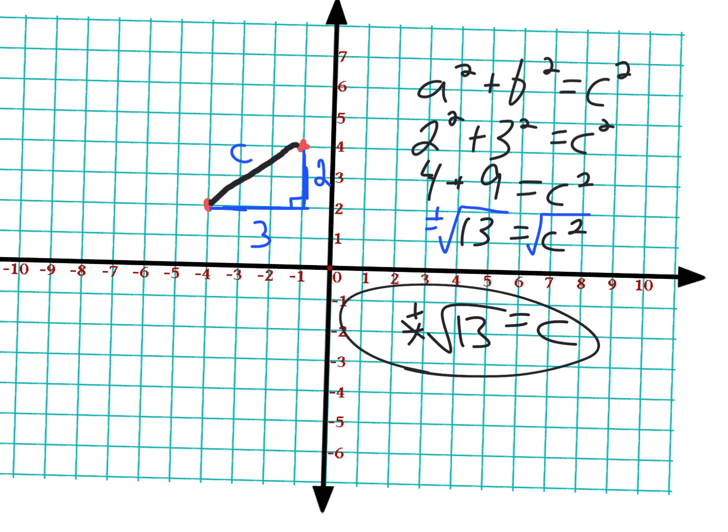And again, the hypotenuse is the longest side of the triangle, so you could check the square root of 13 on your calculator and it should be longer than 3.